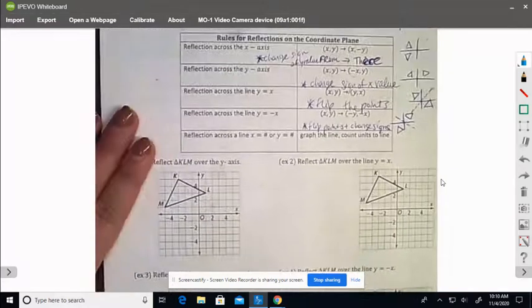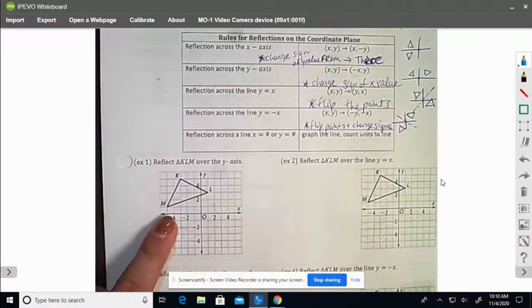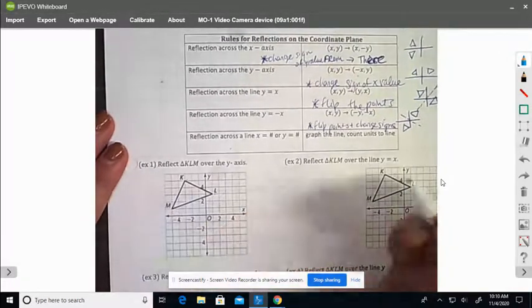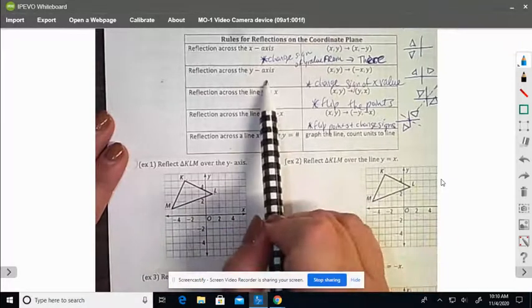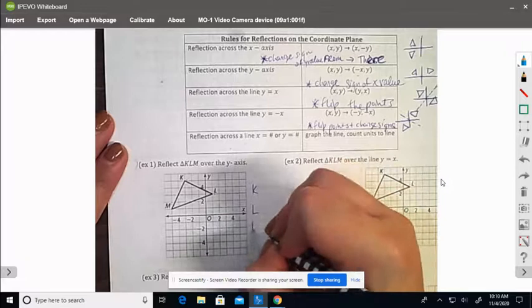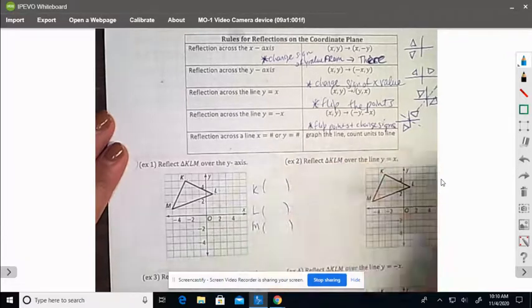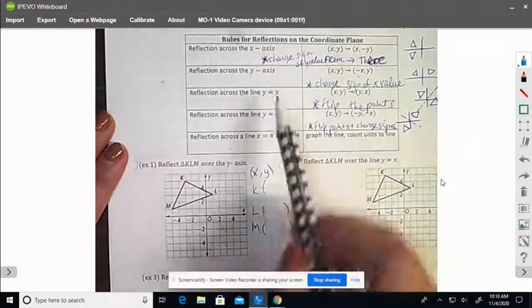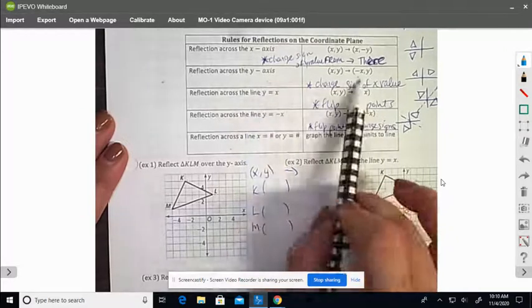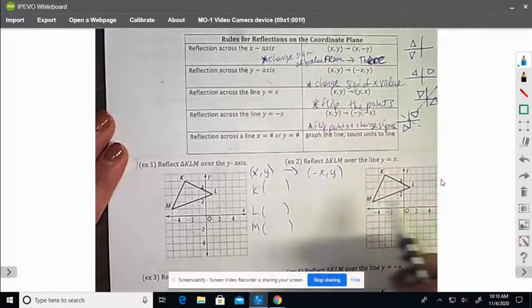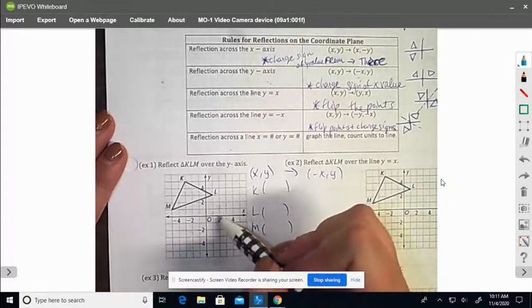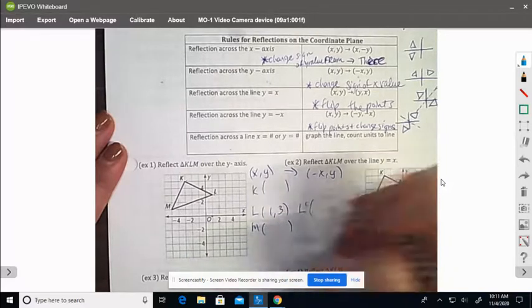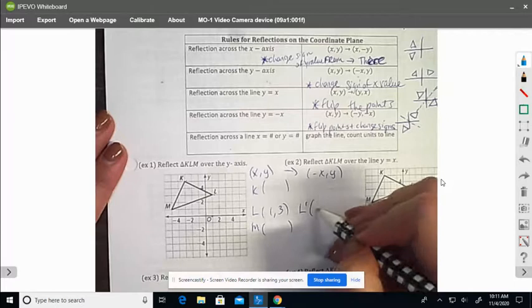So let's start to see what this would look like. If I reflect KLM over the y-axis, so here's K, here's L, here's M. I want to flip it over the y-axis. That rule means I'm going to take these points, write my points down, and then change them from xy to negative xy. So I'm just going to change the sign of the x values. So point L is at 1, 3. When I flip that, my L prime, my new L, is going to be -1, 3.